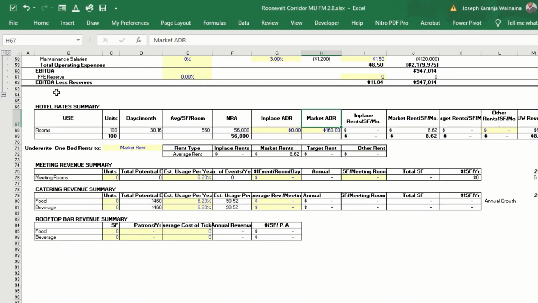So these are the hotel rate summary. So that's for the rooms. In case we do have a meeting revenue, we do have catering revenue, and also rooftop bar revenue. So this one is based on the specifics of the hospitality complex.